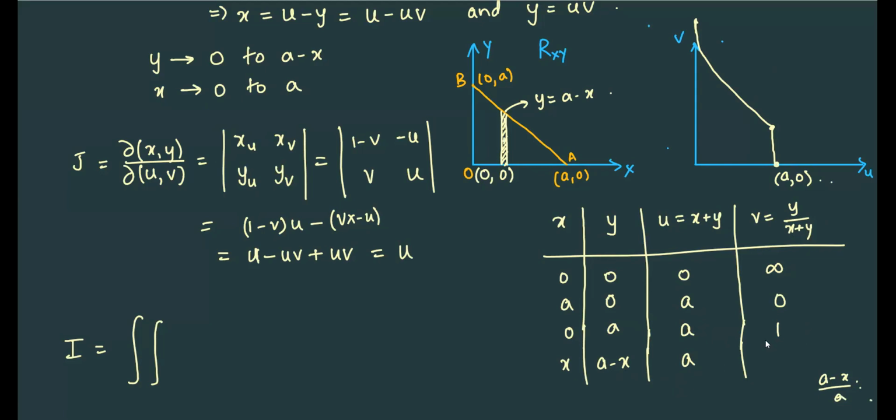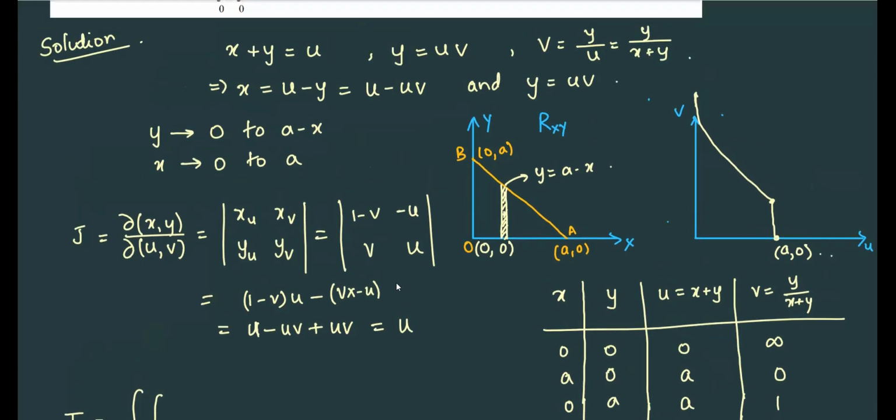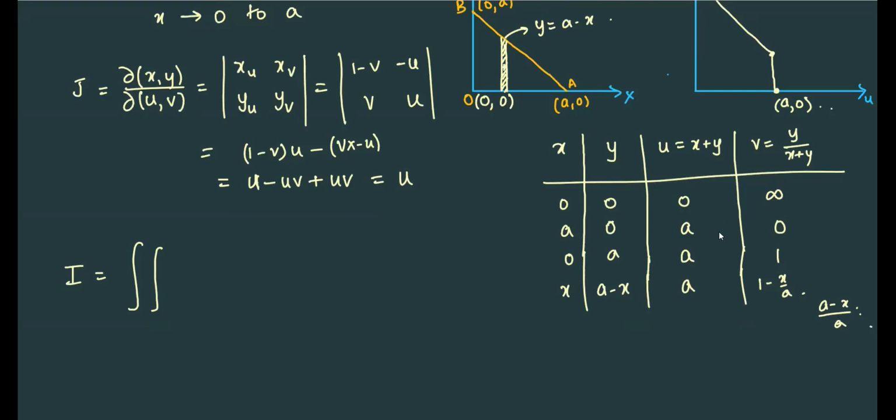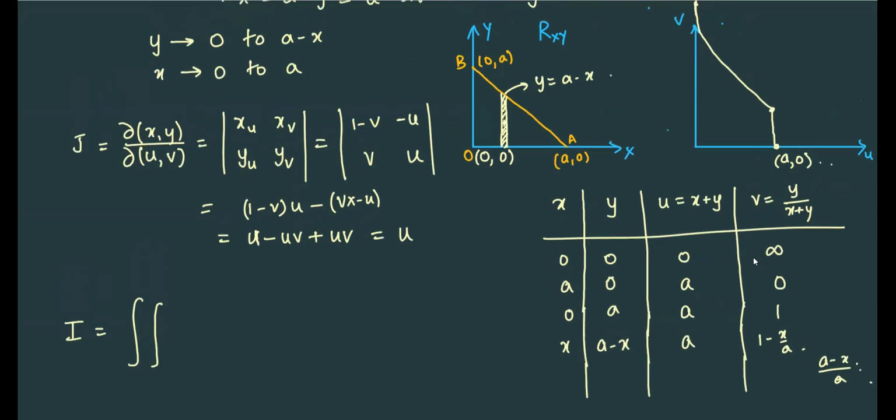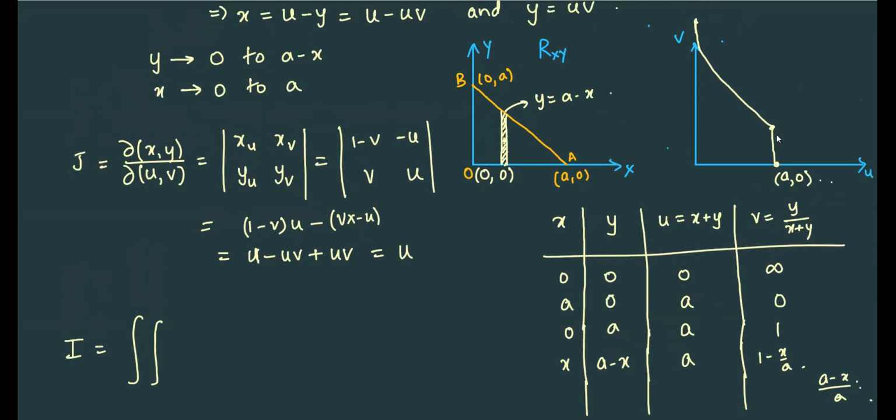So you get 1 minus x by a. Now this x in terms of u and v is a complicated expression. So you keep changing the points, you will get different points. So one boundary will always be along x equal to a, and this whole line will give one particular boundary.